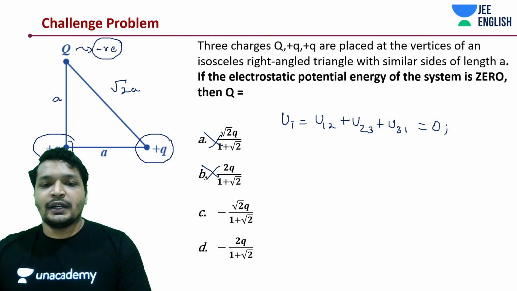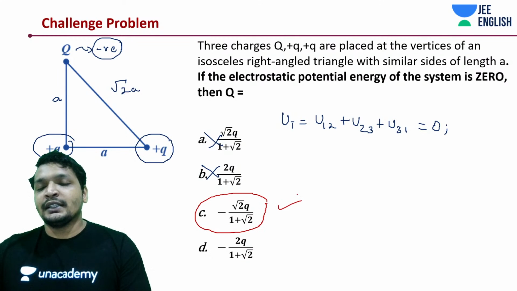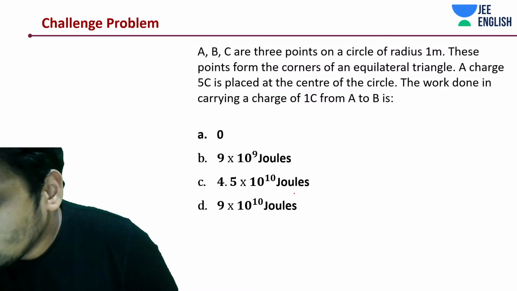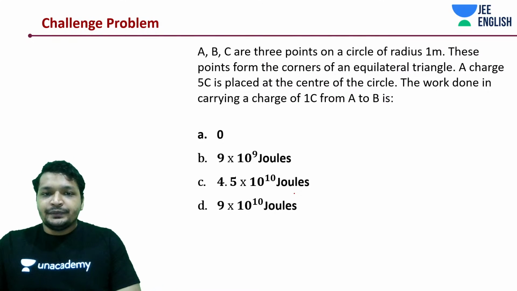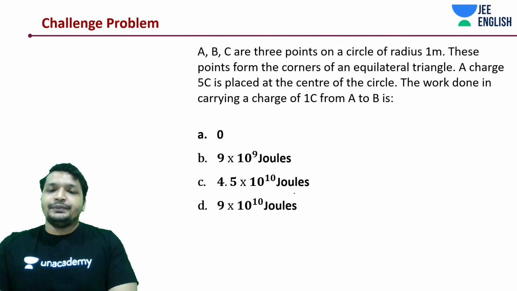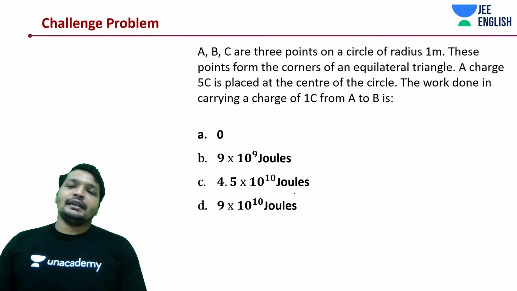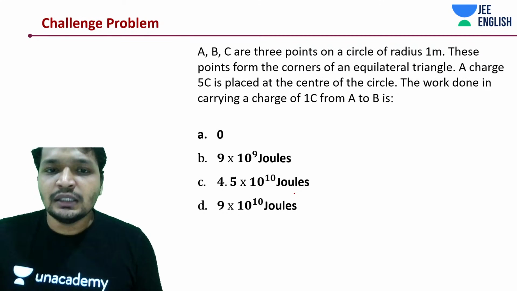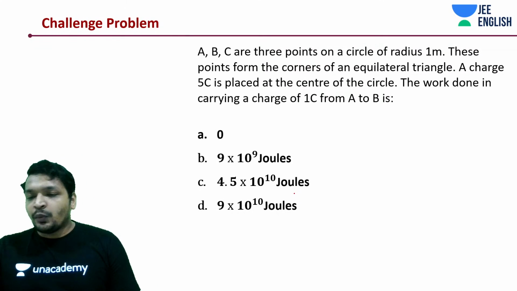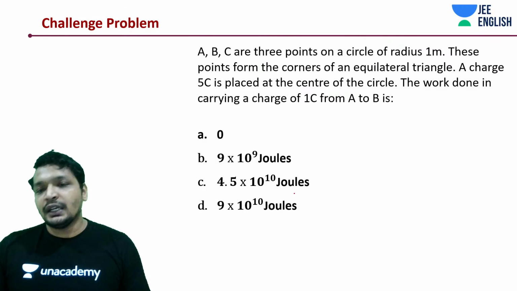All right guys, then let's move on to the next question. This is an interesting one. Now think about it carefully. A, B, C are 3 points on a circle of radius 1 meter. These points form the corners of an equilateral triangle. A charge of 5 coulomb is placed at the center of the circle. Find the work done in carrying a charge of 1 coulomb from A to B.